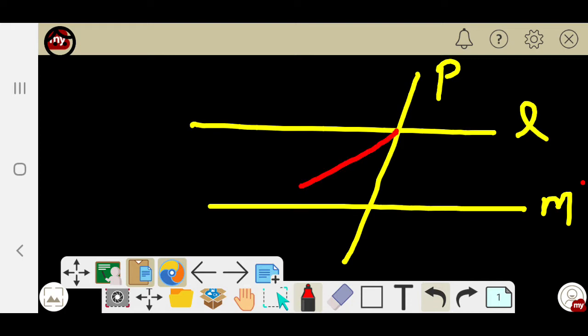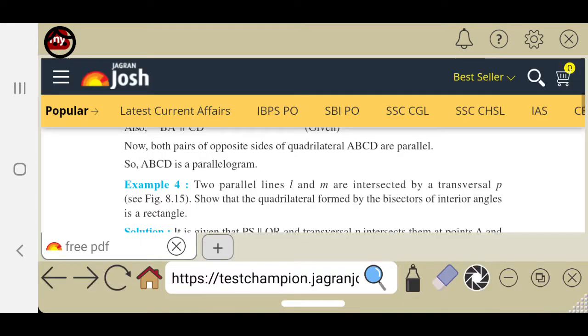Bisector of this angle, bisector of this angle, bisector of this angle, and bisector of this angle. What we have to prove then? Now we can see that in the interior a quadrilateral is formed. You have to prove that the quadrilateral is a rectangle. Two parallel lines L and M intersected by a transversal P, show that the quadrilateral formed by the bisectors of interior angles is a rectangle.